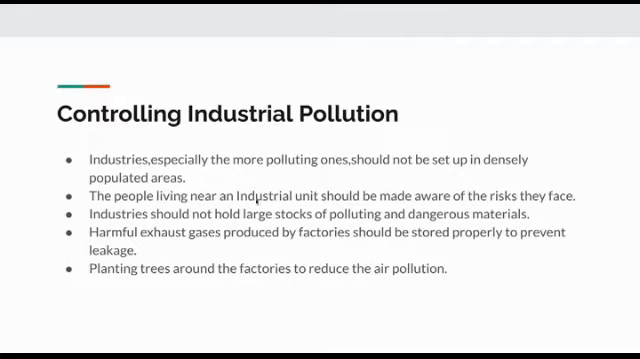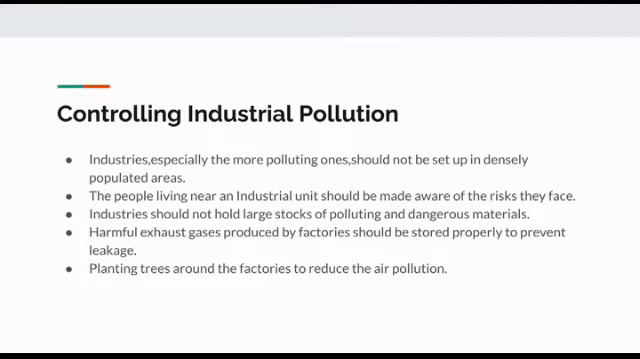First one, industries, especially the more polluting ones, should not be set up in densely populated areas. We are already seeing the different types of pollution. So that type of industries should not be started in densely populated areas, because more people are living in that area, so there is no need to start these kinds of industries. That is why location is very important. The ideal place to start these industries is grouped together, far away from the residential area.